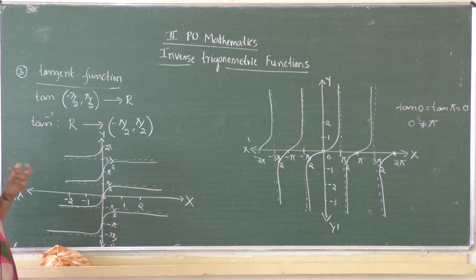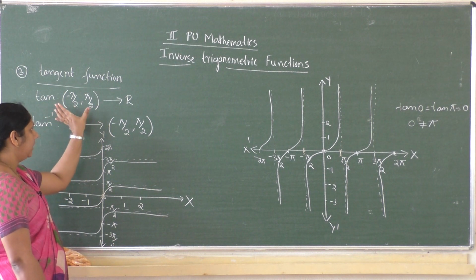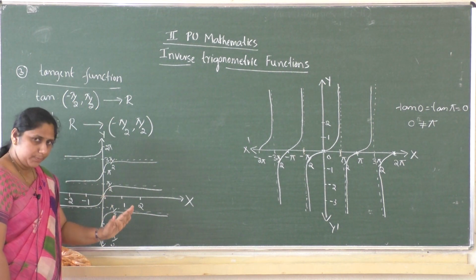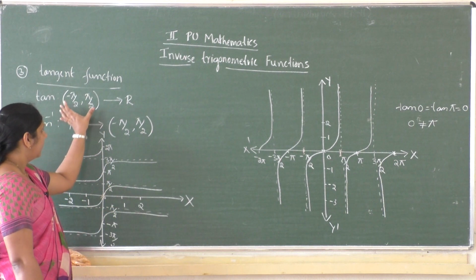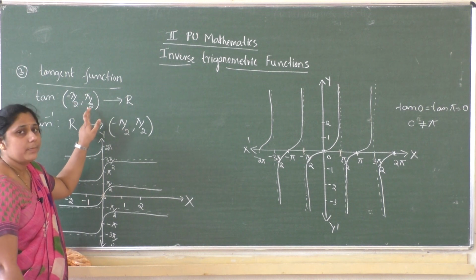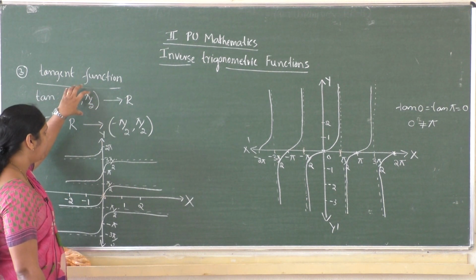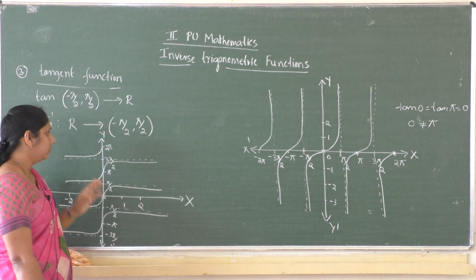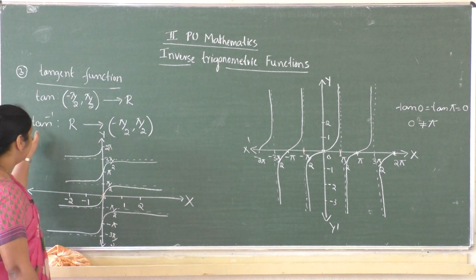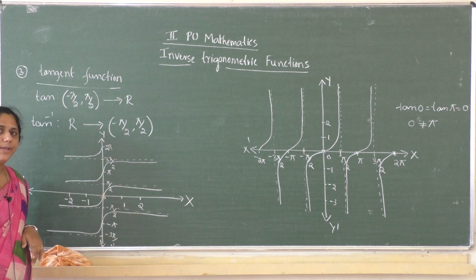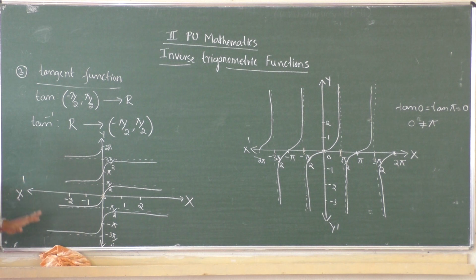Is it clear? So we have to restrict the domain of tan function to intervals like open interval minus pi by 2 to pi by 2, pi by 2 to 3 pi by 2, and so on. The range with the particular band, that is open interval minus pi by 2 to plus pi by 2, is called the principal value branch. So if we restrict the domain of tan function to these intervals, then only tan is both one-one and onto. So we can get the inverse of tan, that is tan inverse, whose domain is R and range is open interval minus pi by 2 to plus pi by 2. So this is the graph of tan inverse function.